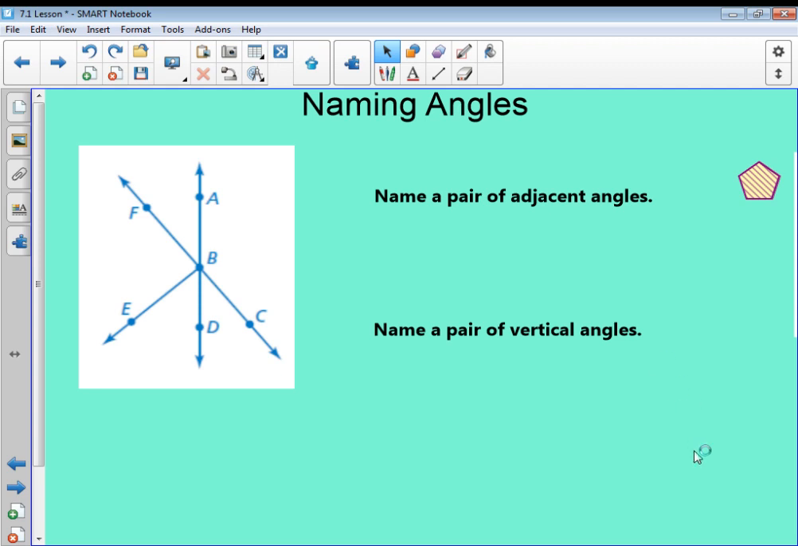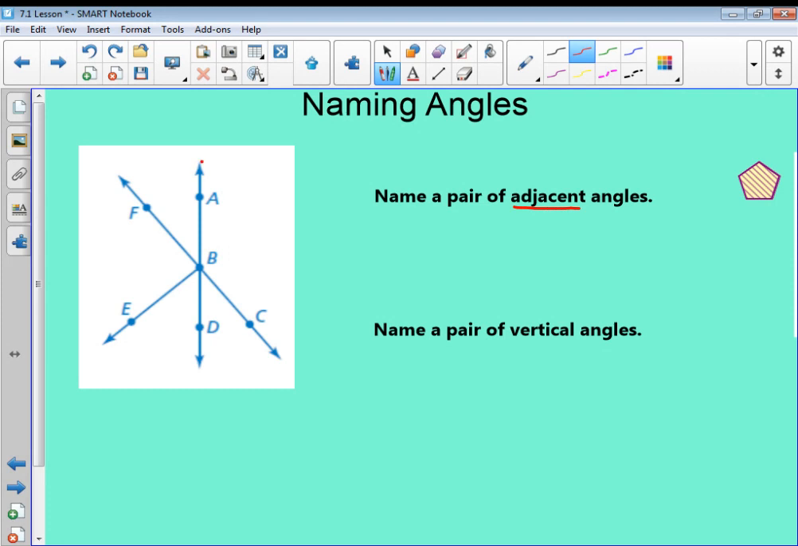Okay, in this part of the lesson, we're going to be working on identifying or naming adjacent and vertical angles off of a set of more than two intersecting lines. So I like to trace over these. It makes it much more visual for me. So I'm going to go ahead and find my adjacent angles. So remember, adjacent angles are going to be two angles that share a common side.